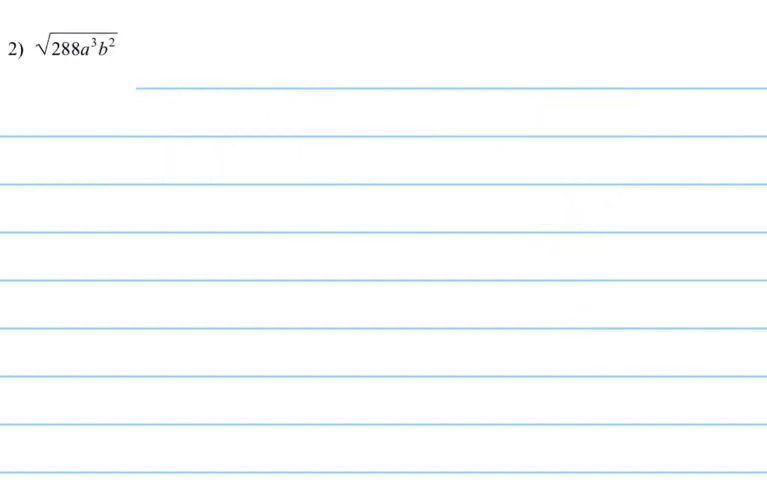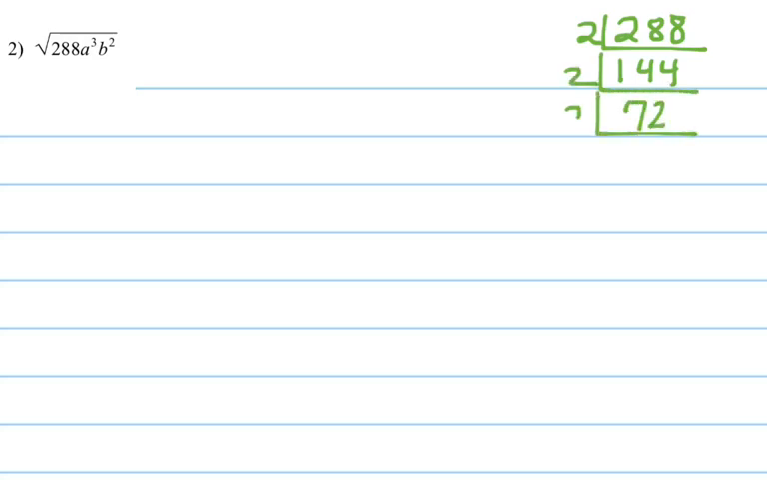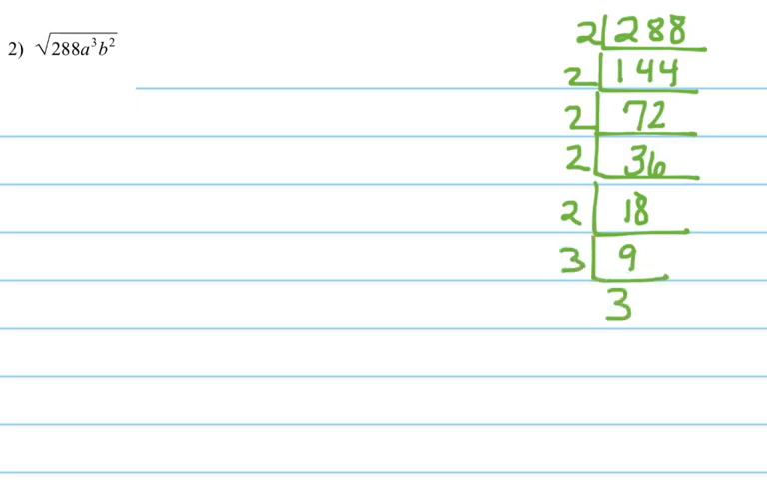Let's go on to question 2. Question 2, again, we are dealing with a radical. This time we're dealing with a group size of 2 because it's a square root. 288 is the number. Again, we're going to start by dividing by 2, gives us 144. Divide that by 2, gives us 72. Divide that by 2, gives us 36. Divide that by 2, gives us 18. Divide that by 2, and we get 9. And divide that by 3, and get 3.